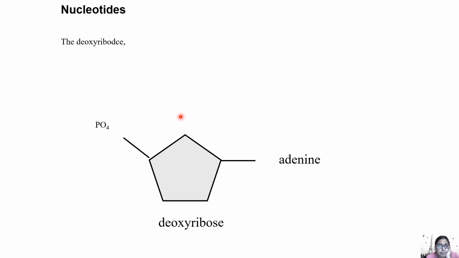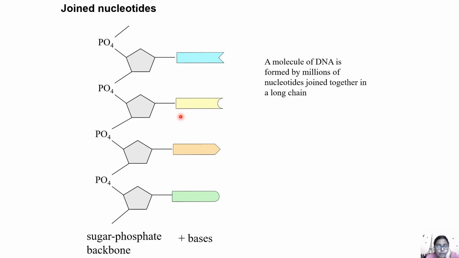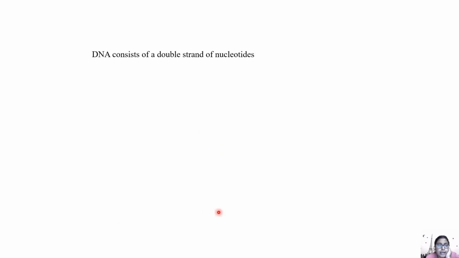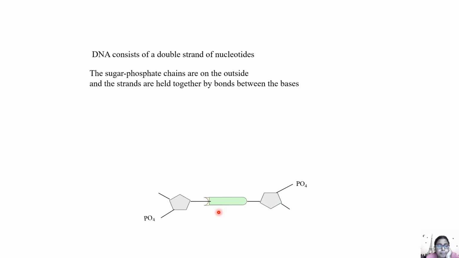So if you can see, this is deoxyribose. It is attached to the phosphate and then adenine, and they combine to form a nucleotide. A molecule of DNA is a polymer of these nucleotides, formed by millions of nucleotides joined together in a long chain. This is the sugar phosphate backbone, and we have the bases. DNA consists of a double strand of nucleotides. The sugar phosphate chains are on the outside, and the strands are held together by bonds between these bases.